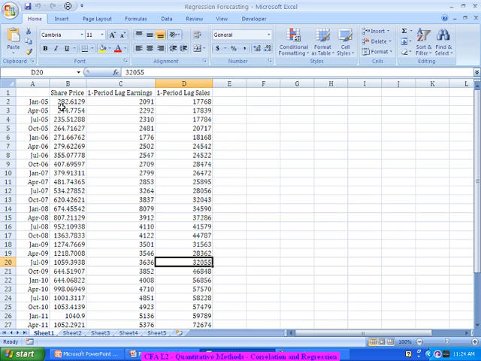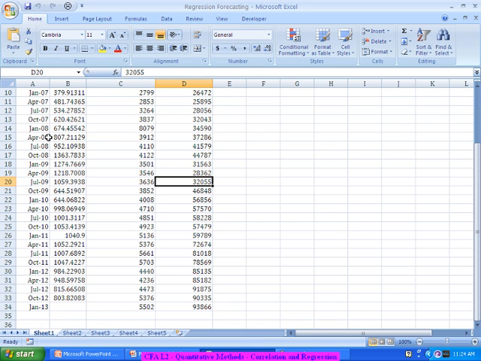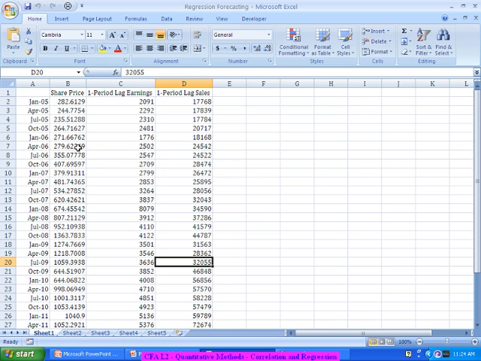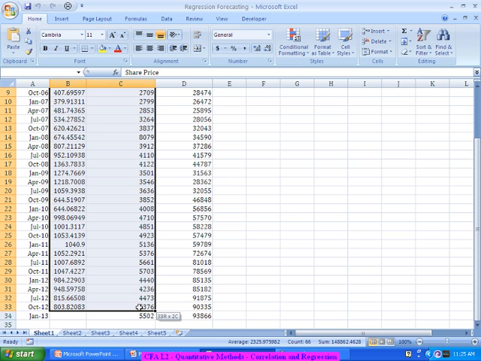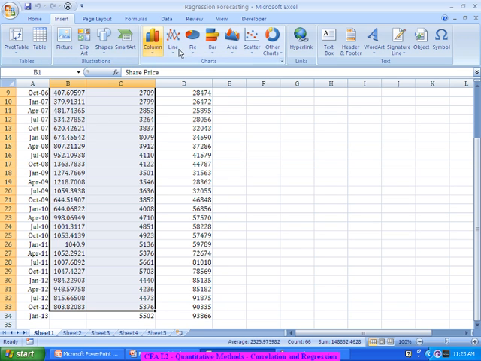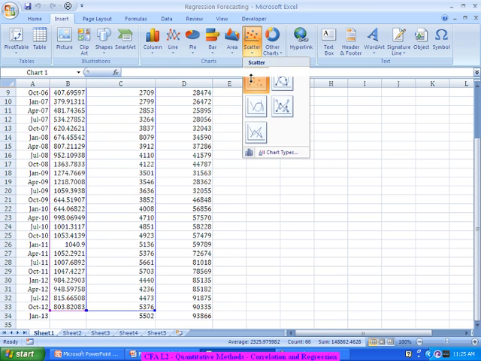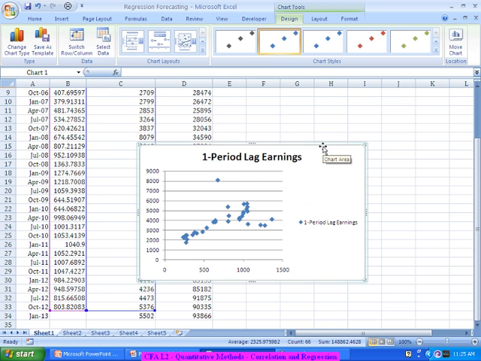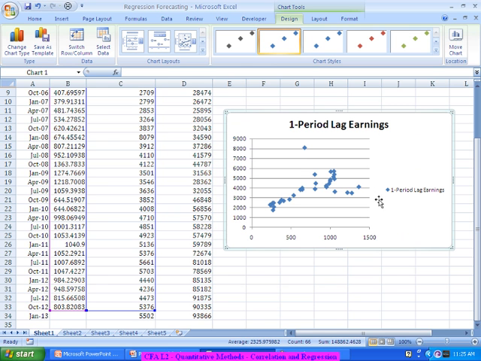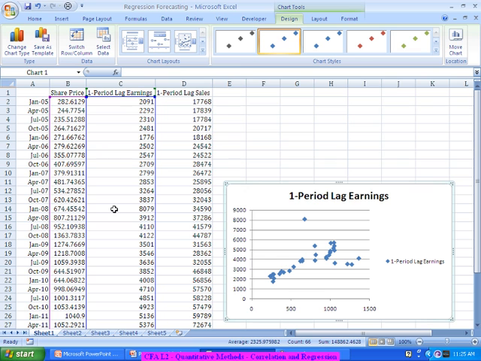Let's say here I am taking a data items right from Jan 05 till Jan 13, the quarterly share price of a company versus the earnings of that company. 1 year, 1 period lag, 1 quarter lag earnings. So I would like to do a scatter plot between these two data items. Now doing a scatter plot is giving a relationship between the X value, which is the share price, and the Y value, which is the lag.